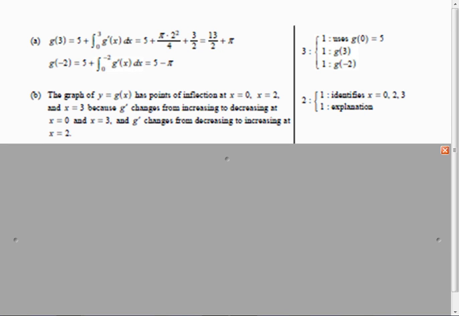Okay, 0, 2, 3, because G prime changes from increasing to decreasing. It's easier to say second derivative is changing sign. It doesn't matter. That confuses me. That makes me think harder. I don't want to think hard. So it's 2 points. So now you are more than half.